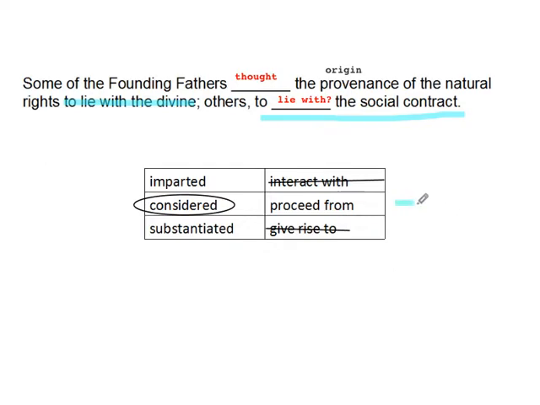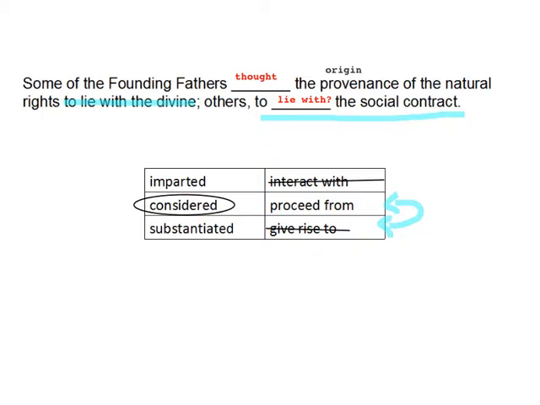having difficulty on this problem, I would at least get it down to one of these two, because these are sort of opposites. One says give rise to, and the other is proceed from. So then it's just a question of direction. Is the provenance of natural rights coming from the social contract or giving birth to the social contract?